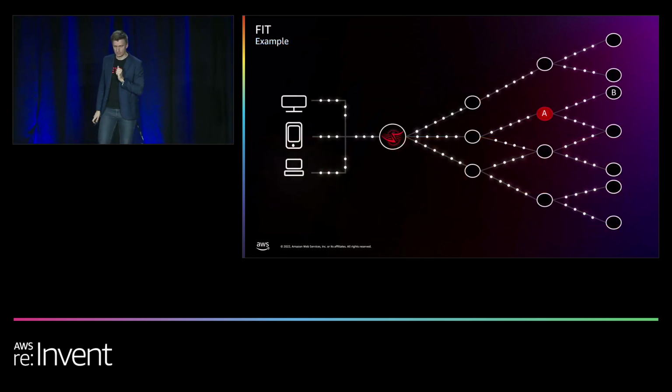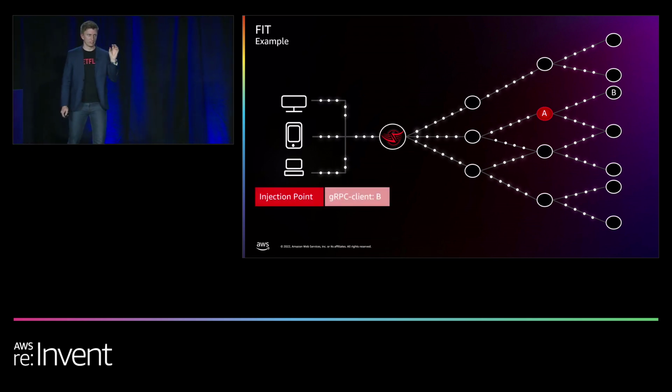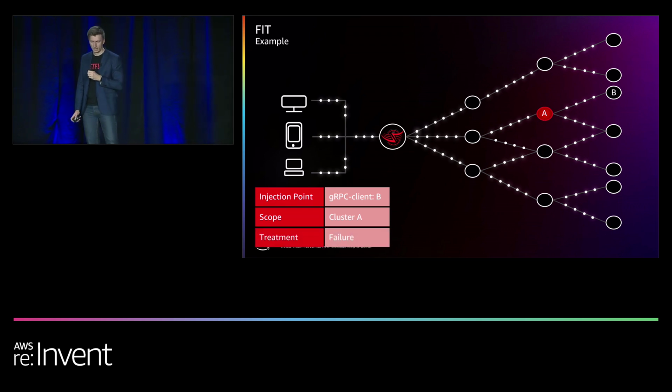And let me show you how that works in practice. We can create a scenario affecting integration, the communication between service A and service B. And we can be more precise than that. We can say that the injection point is going to be a gRPC client talking to service B, and we'll scope this to cluster A. And we'll still serve the treatment, which will be the failure. And as you can see, in terms of precision, comparing to Chaos Monkey, that is much better.